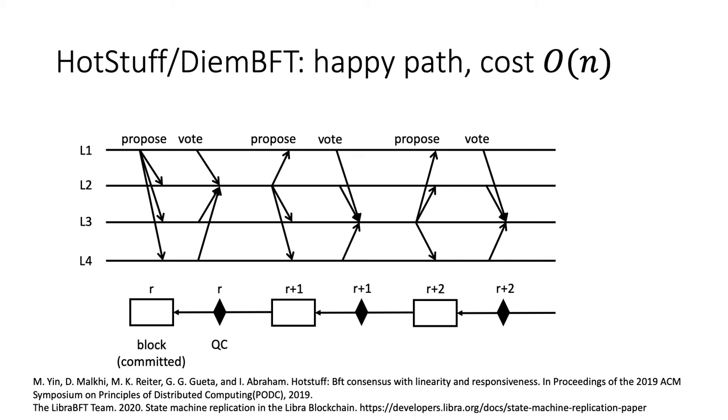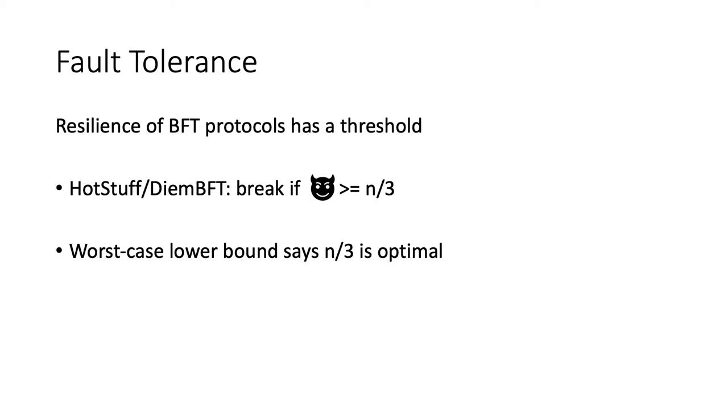Now let's talk about the fault tolerance of the protocols. The resilience of BFT protocols has a threshold. For partially synchronous protocols like HotStuff or DiemBFT, their safety will break if the adversary can corrupt 1/3 of the nodes. Moreover, the worst-case analysis says 1/3 is the optimal threshold for any partially synchronous protocol. However, this may not be good enough sometimes, because a client may come here and say, hey, I want at least one half of the tolerance. In that case, these protocols cannot provide the guarantees to this kind of client. So this motivates our work, strengthened fault tolerance.